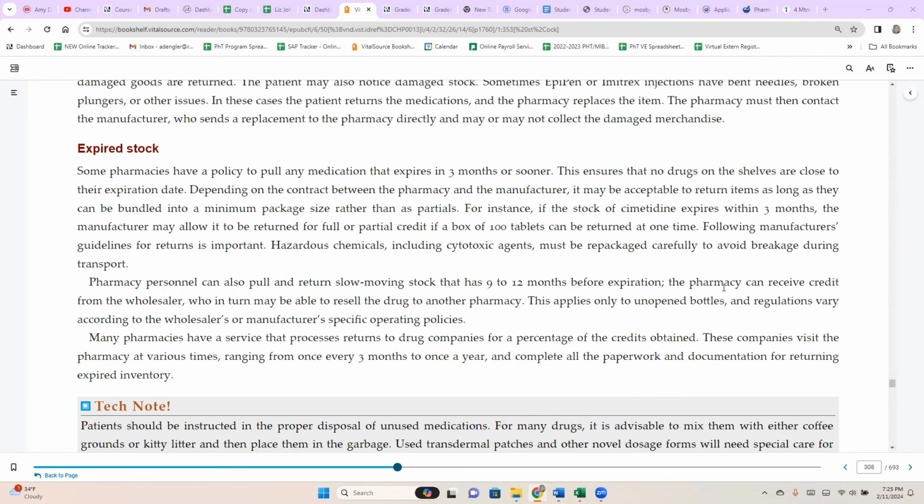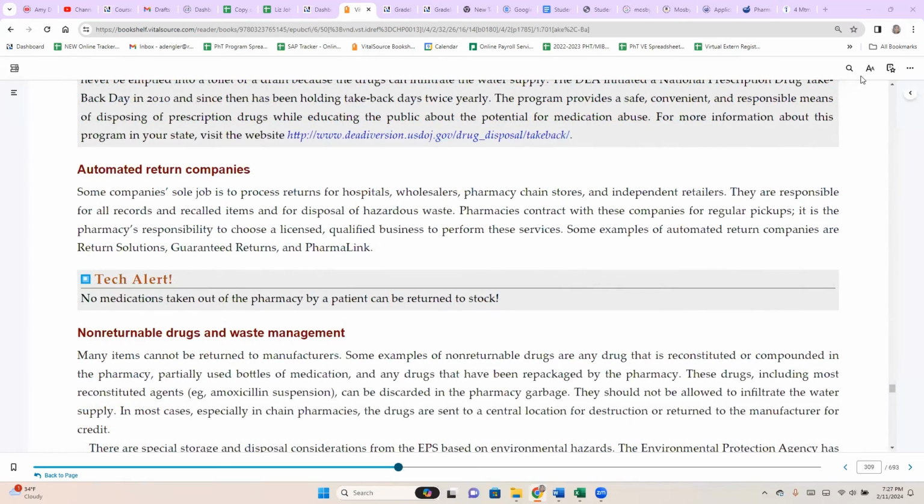Following manufacturers' guidelines for returns is important. Hazardous chemicals, including cytotoxic agents, must be repackaged carefully to avoid breakage during transport. Pharmacy personnel can also pull and return slow-moving stock that has 9 to 12 months before expiration. Some companies' sole job is to process returns for hospitals, wholesalers, pharmacy chain stores, and independent retailers. They are responsible for all records and recalled items and for disposal of the hazardous waste.